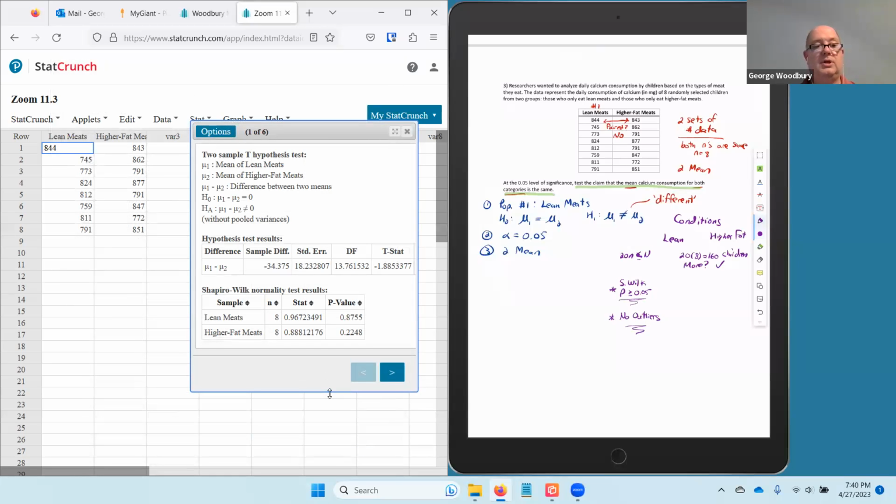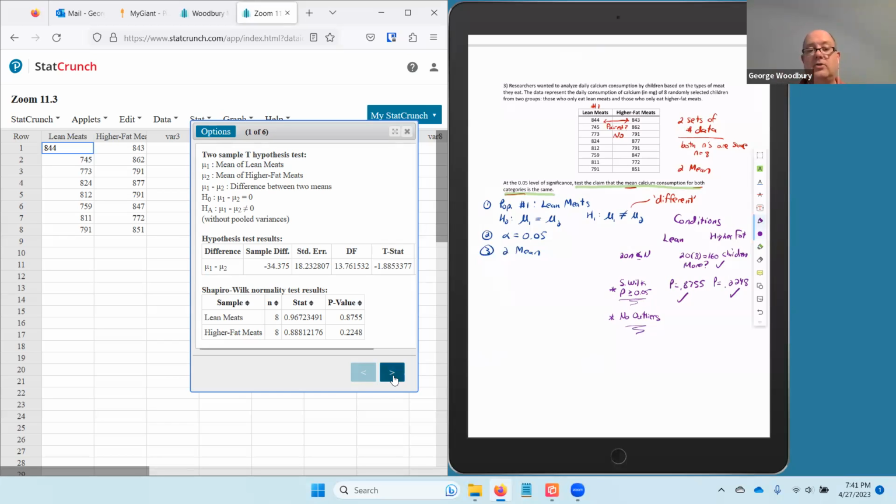Let's start with the Shapiro-Wilk results, which are down here at the bottom. We're interested in the p-values. For the lean meats, p equals 0.8755, and that's above 0.05. So that one works. For the higher fat, p equals 0.2248. That is also above 0.05. So that condition is good.